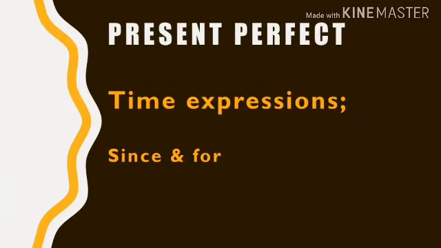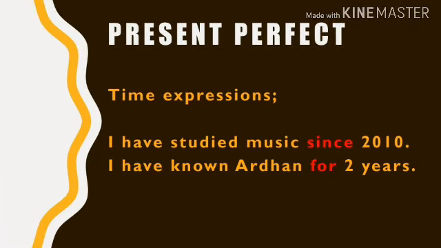The time expressions that we frequently use for present perfect are since and for. The examples: I have studied music since 2010 and I've known Ardan for 2 years. Since in bahasa means sejak, and then for in bahasa means selama. So since is talking about the starting point, and then for is talking about the duration.